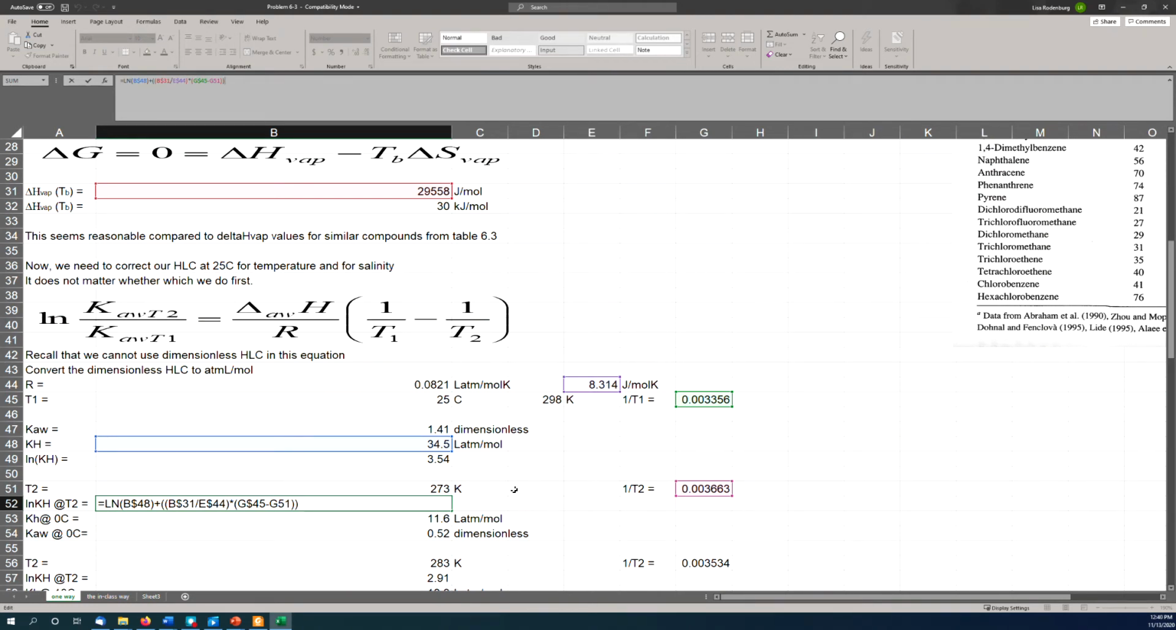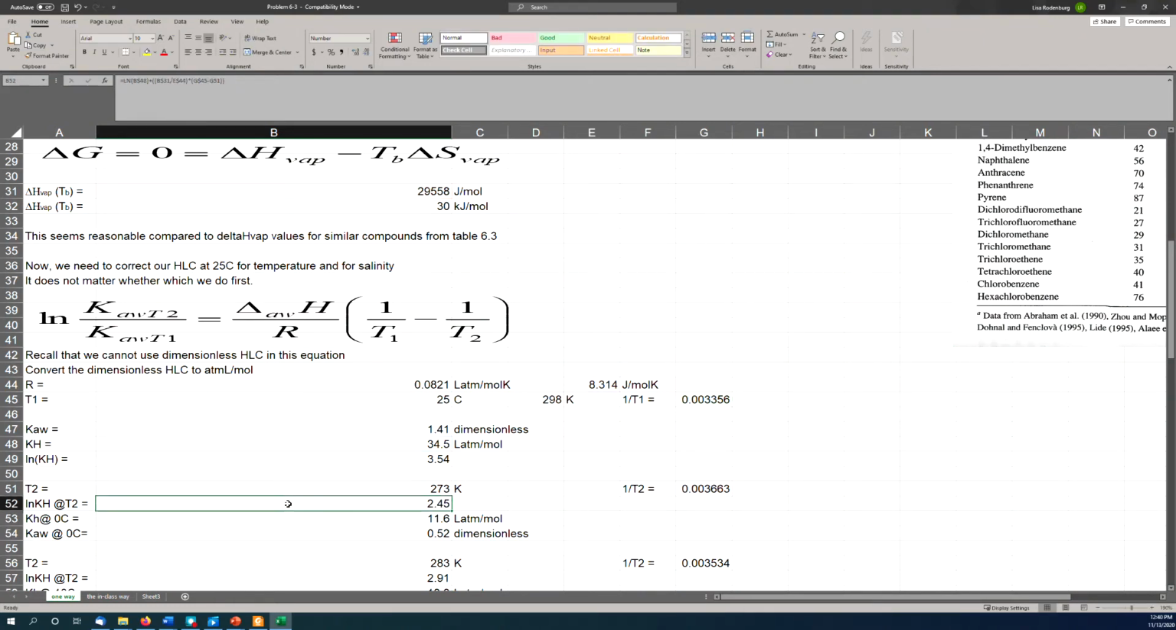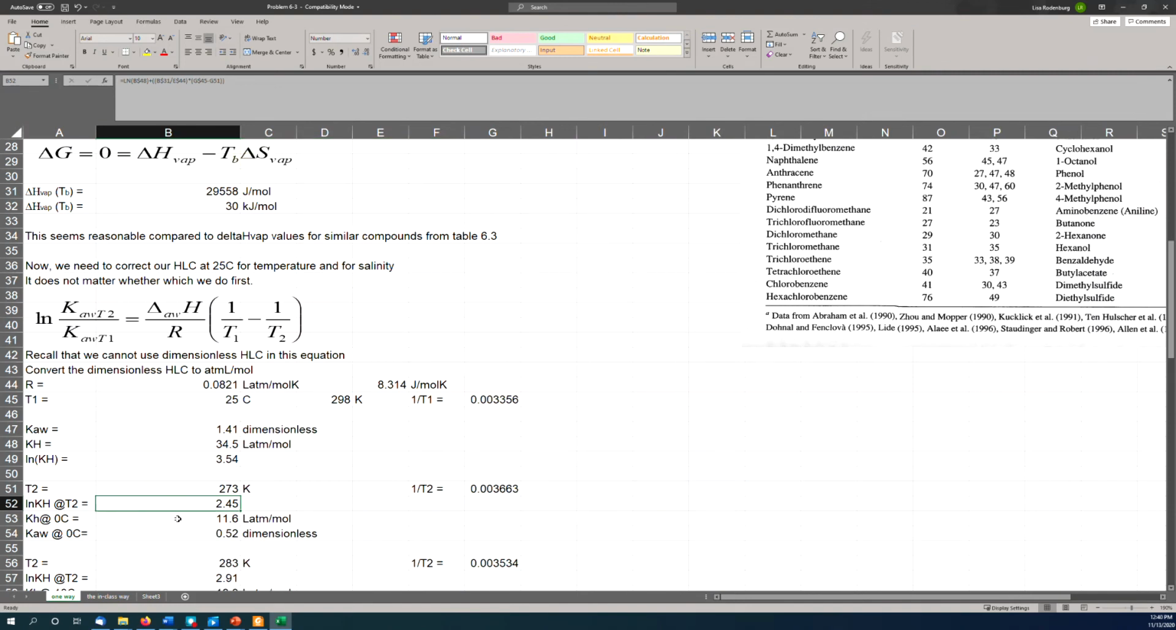So we have to make sure we get the units right. But there's your equation. So there's your natural log of Henry's law constant at 2 degrees Celsius. Let's make that little again. Okay, and then you just take the EXP of it right here, and that gives you your Henry's law constant in liter atmosphere per mole.